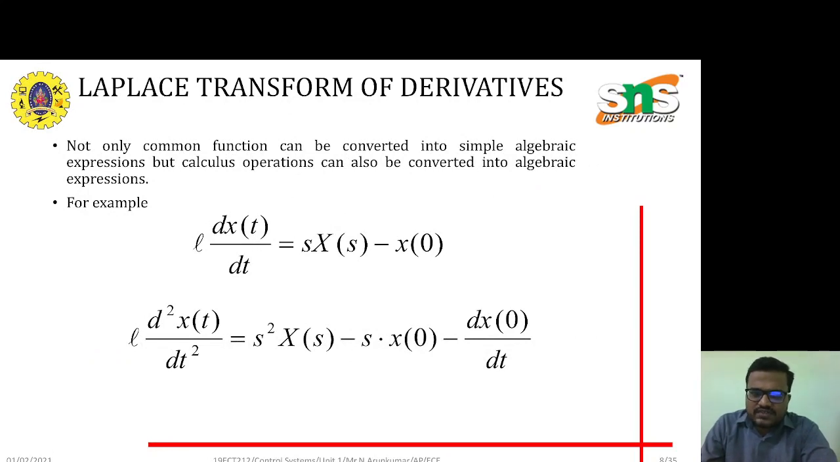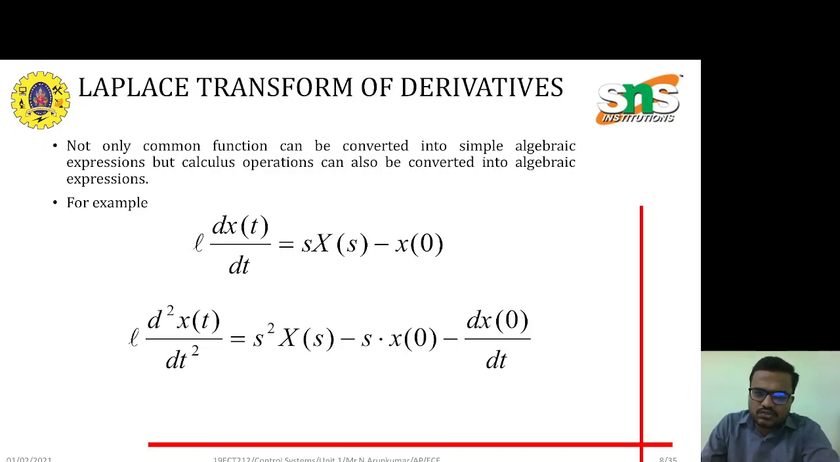So next one is differentiation. While considering the Laplace transform for the differentiation part, the same concept will be implemented here also. Laplace of dx of t by dt equals s into X of s, because we are going to calculate the system transfer function. For a single differentiation, it is s into X of s minus x of 0.